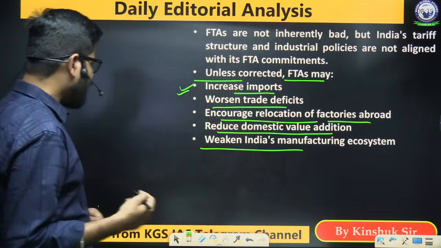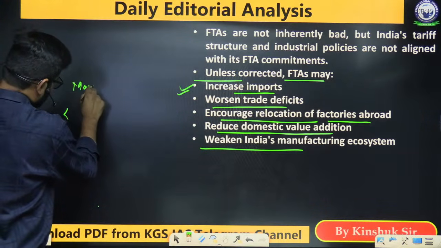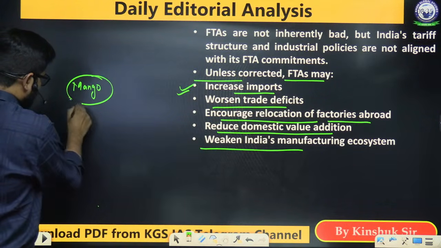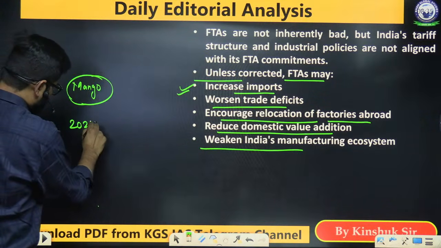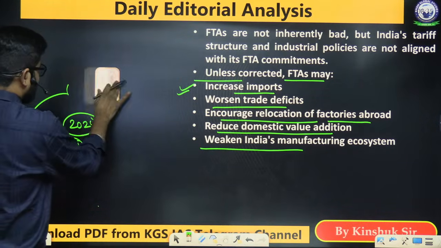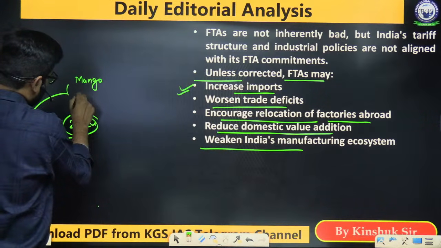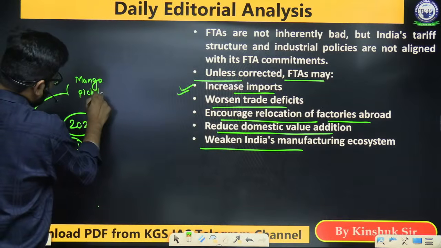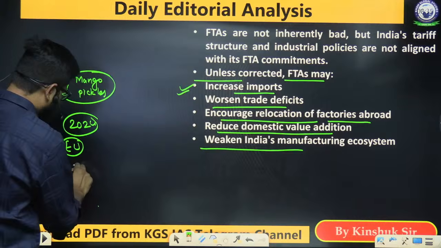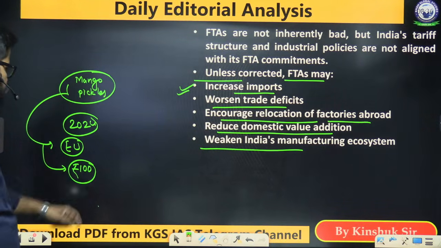See, let me explain it. Let's say we are having mango. Let's say in 2024 we are sending it to the European Union. Let's say mango pickles, a manufactured product. So in the European Union it was going for 100 rupees. It was going for 100 rupees in 2024.